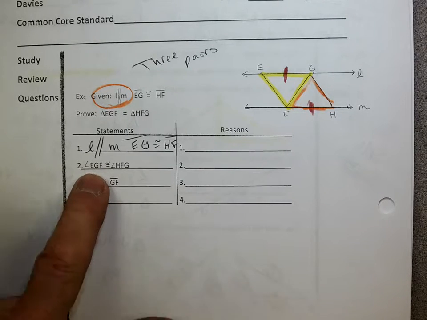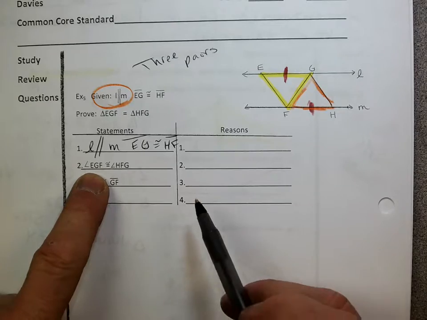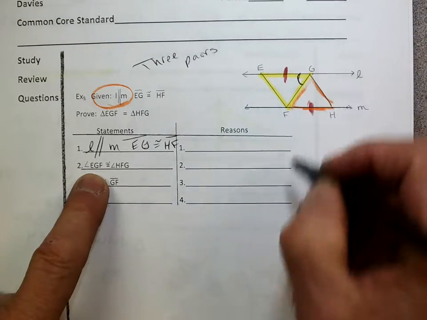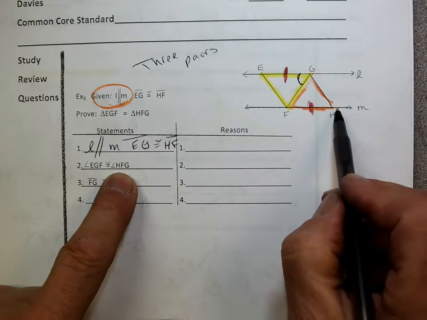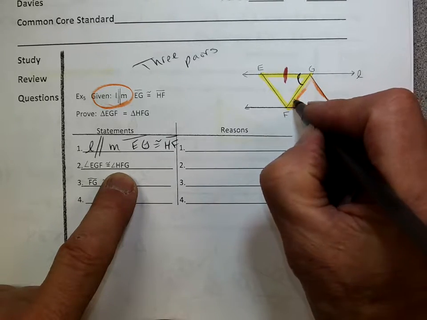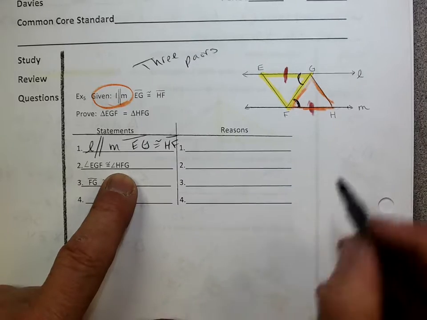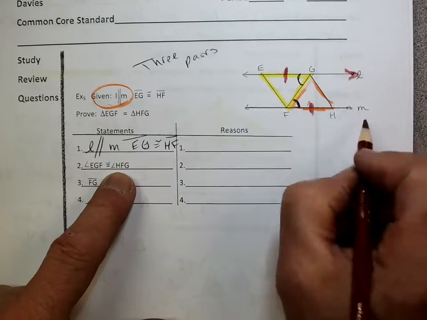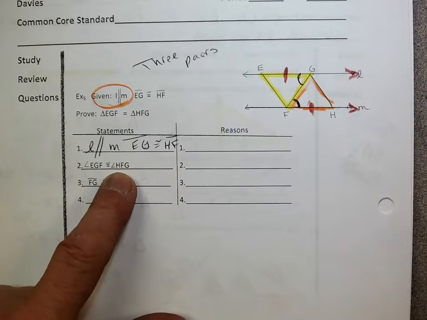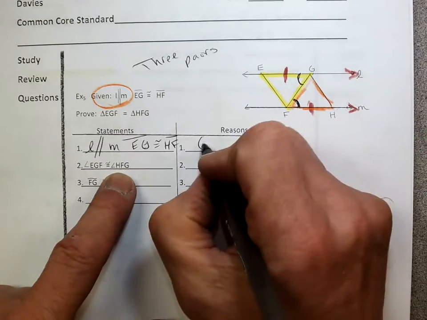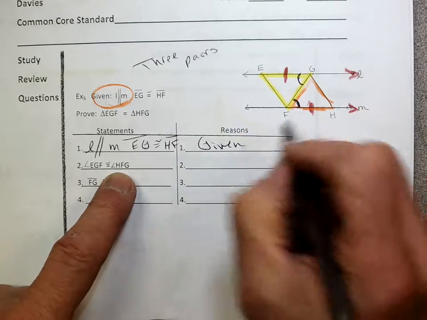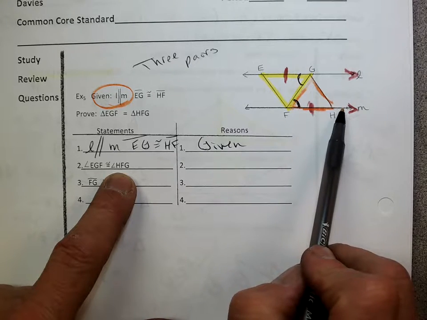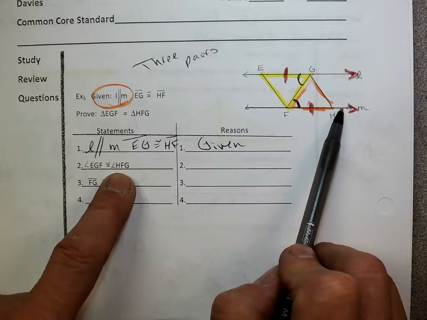So step 2 says angle EGF, that's this angle here, is congruent to angle HFG. All right. Great. How come? Oh, yeah, it's the Z. Do you see the Z? You guys see the Z? Remember the Z? What is it called? Anybody remember? Same side interior.